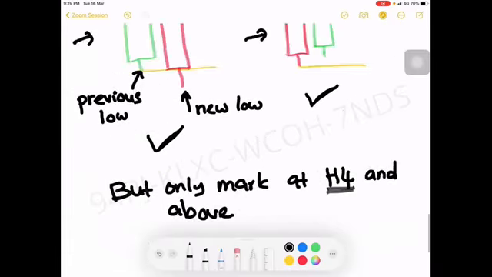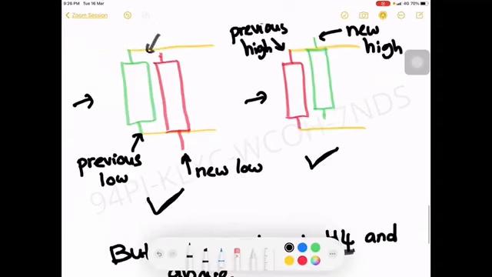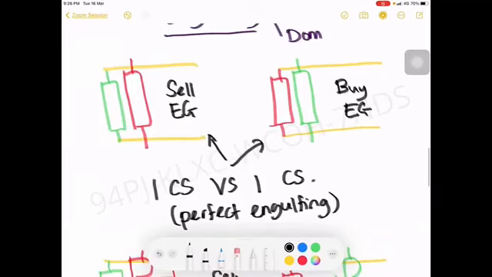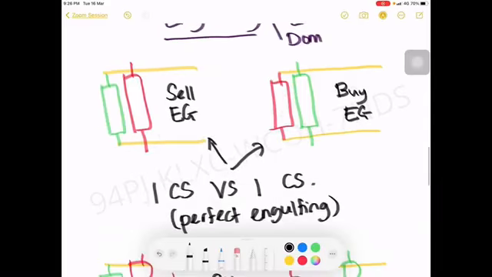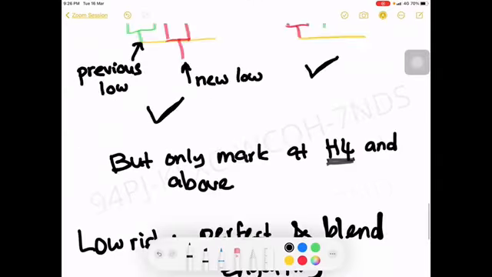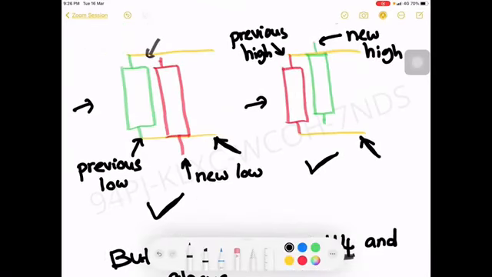But this one is an engulfing. The high risk ones are these two. Two are high risk.